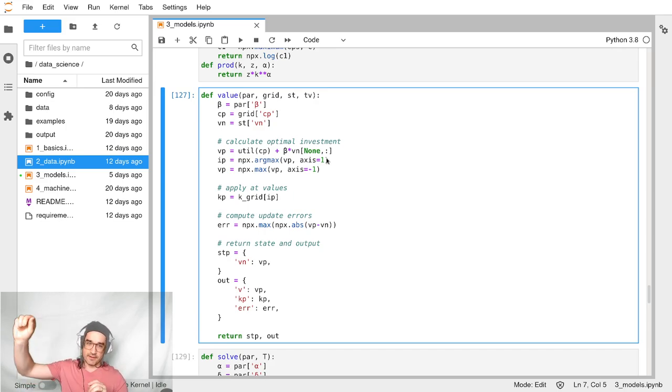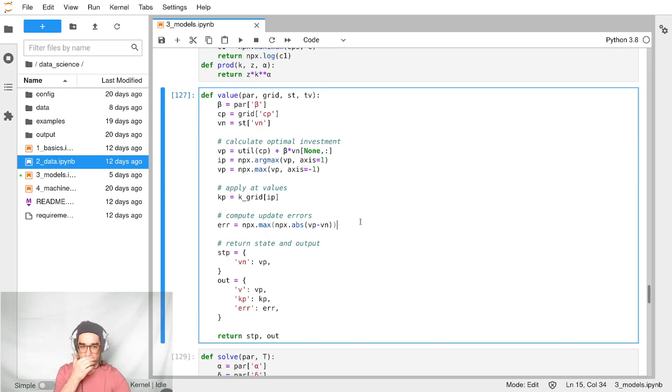You're not saying, okay, look at the first grid point, search through all the k primes, find that, go back, store it. You created this matrix and you're just saying find the max in the k prime dimension, and then you get back these vectors. Okay, so that's vectorization basically. So you get the maximal choice, the index of the choice, you get the maximal value, you get the actual capital level of the choice if you want, instead of the index of the capital, the actual direct capital level. And then you can store that or output it, and you just compute a max absolute error between the previous guess and the current guess to see how close you are to convergence.